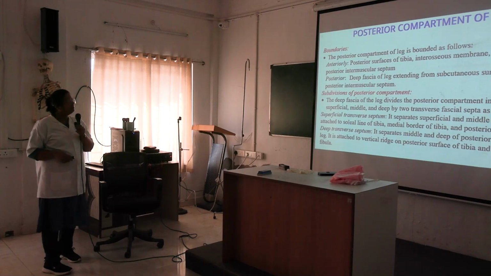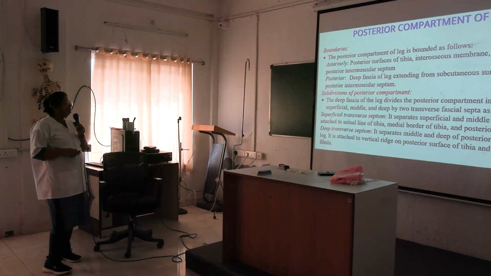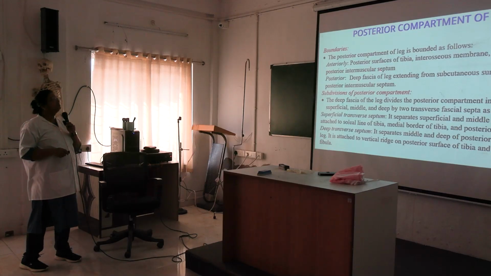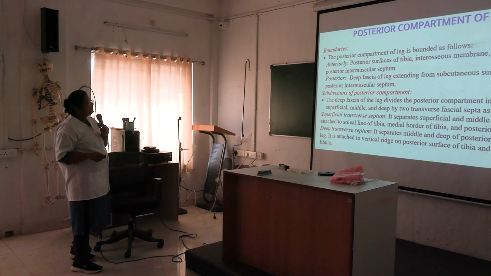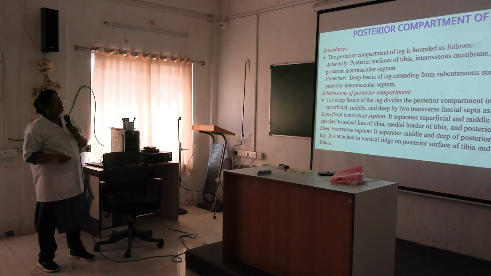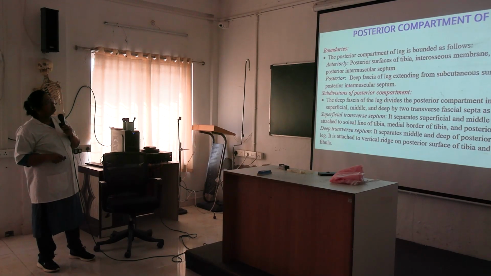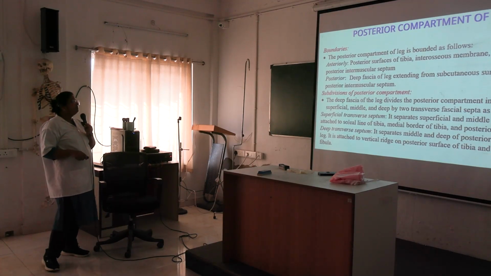Okay. So, boundaries: the posterior compartment is bounded anteriorly by the posterior surface of the tibia, interosseous membrane, fibula and posterior intermuscular septum. And posteriorly, it is bounded by the deep fascia of the leg extending from the subcutaneous surface of tibia to the posterior intermuscular septum. And these are the subdivisions.